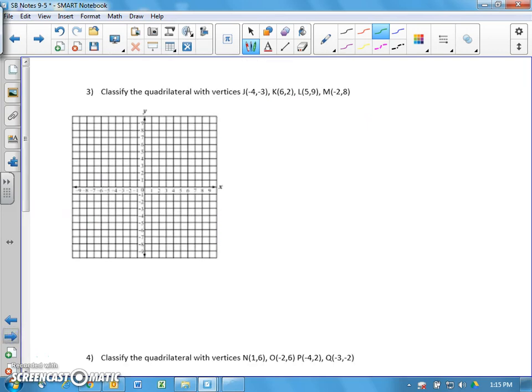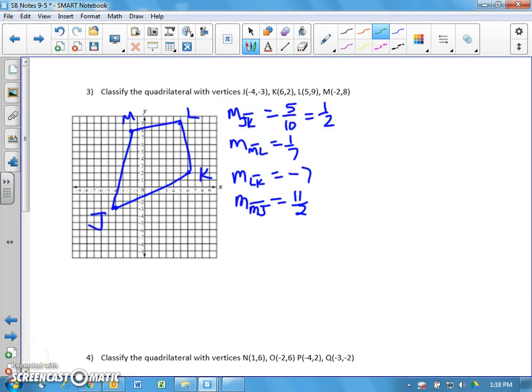Go ahead and graph this and find your slopes. Okay, so here's our figure, and by calculating slopes, even when I look at opposite sides, I can see that none of my sides are parallel. This has no parallel sides, which means this is some sort of a trapezium.